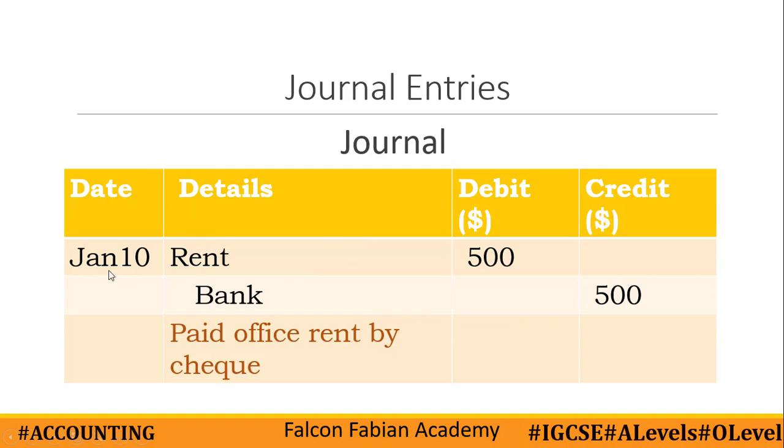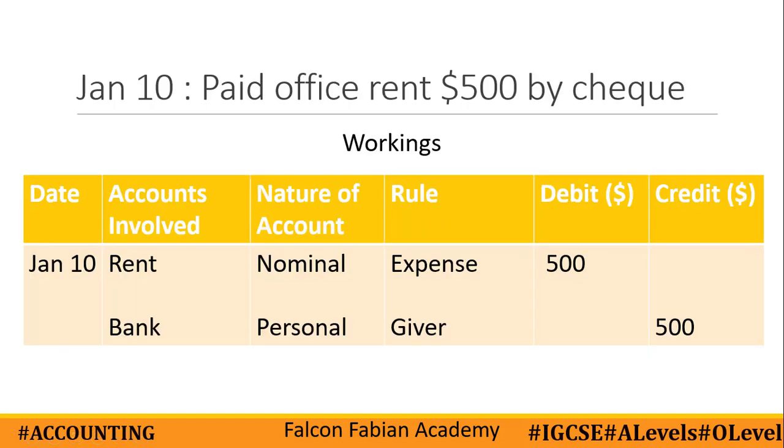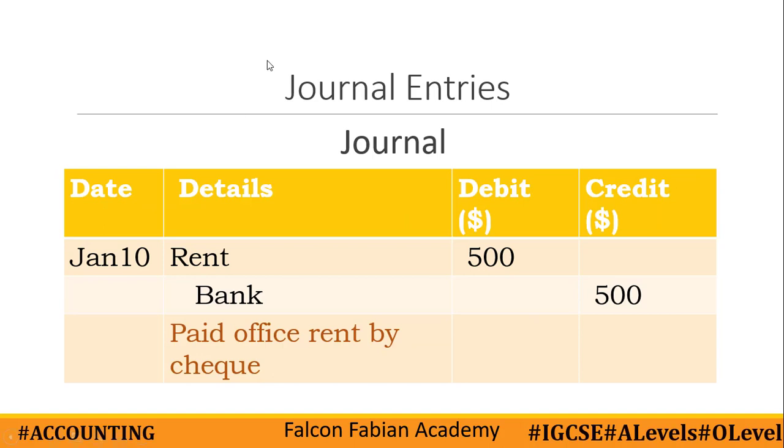So January 10. Which were the two accounts involved? Rent and bank. So January 10, rent account needs to be debited. It will be written in the first line, and in the debit column, amount 500. In the next line, we will leave some space. You cannot write just below rent. You have to leave the space, and then you will write the name of the account that needs to be credited. And in the credit column, the amount 500. And the narrative is paid office rent by check.